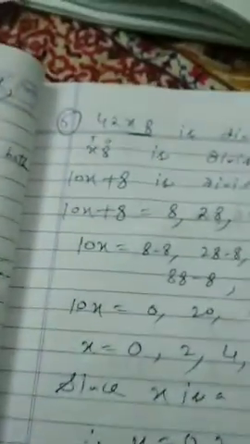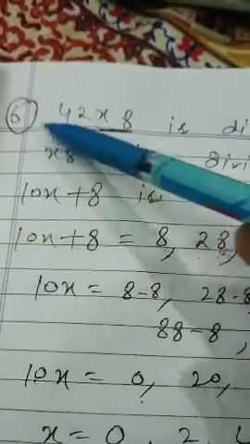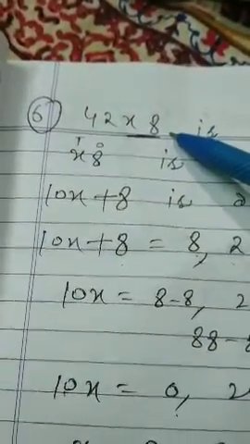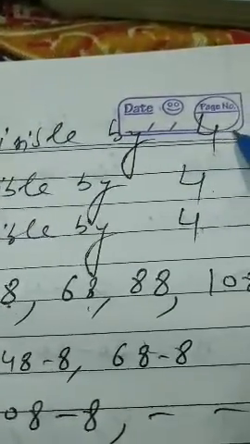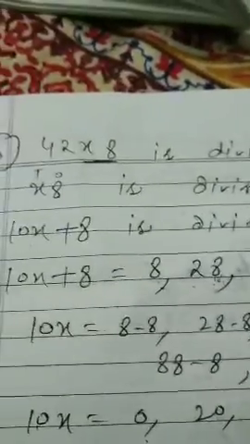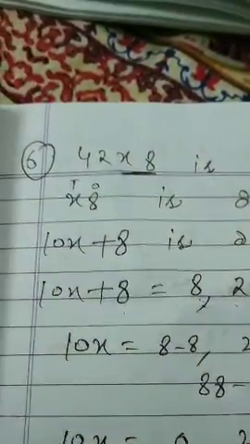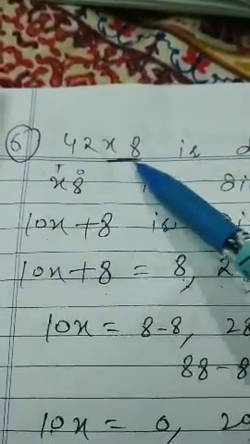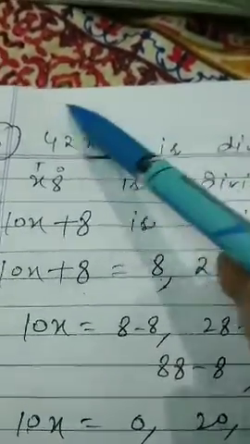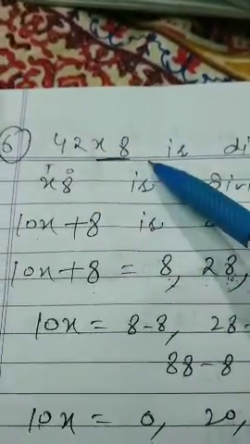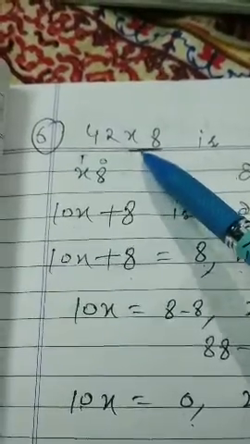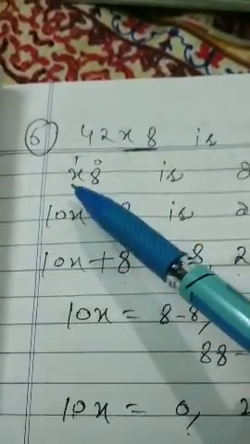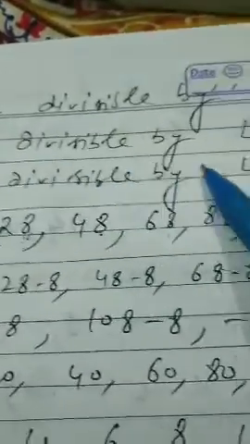Now see question number 6. Question number 6 says, find the value of x if this number is divisible by 4. Student, you know the divisibility rule of 4. In divisibility rule of 4, if the last two digits are divisible by 4, then the whole number is divisible by 4. So in this question, I am taking the last two digits. They are x and 8. So I have written x8 is divisible by 4.